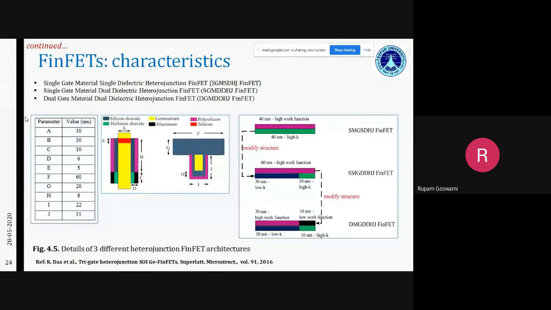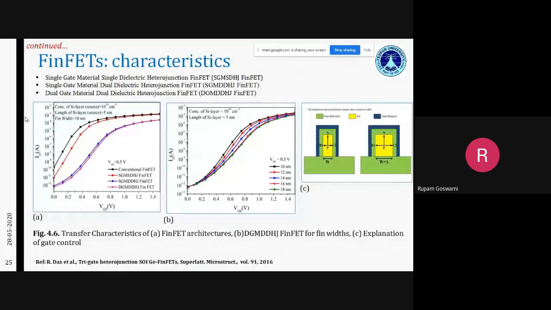The single gate material, single dielectric, heterojunction FinFET, and the dual gate material, dual dielectric, heterojunction FinFET. So what we tried to do, we took up a normal, conventional FinFET, and went on adding or modifying the different architectures which have been done for MOSFETs. And we selected a heterojunction just to see the effects. We selected germanium, and we put silicon in between near one of the junctions, and then we tried to evaluate the performance. So you can see the characteristics on this screen in figure 4.6.